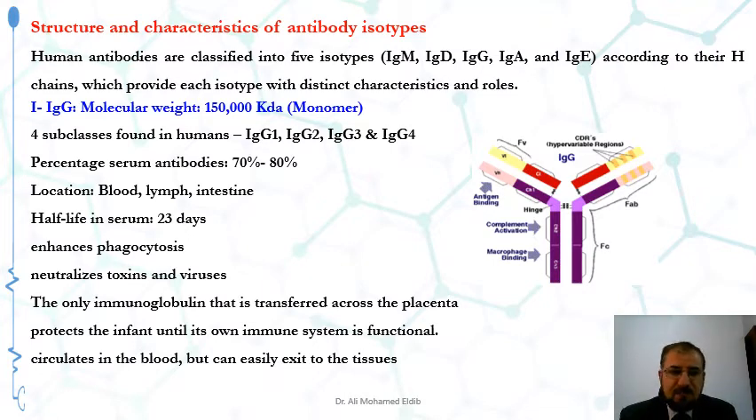It is the only immunoglobulin that is transferred across the placenta from mother to fetus. So it protects the infant until its own immune system is functional. And it circulates in blood and can easily exit to the tissues. This is a brief summary about the IgG antibody.